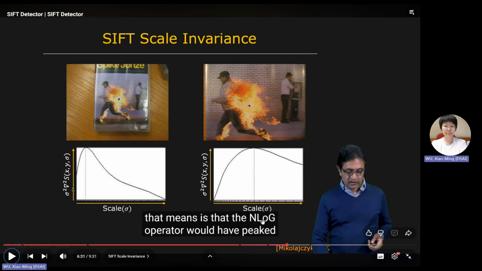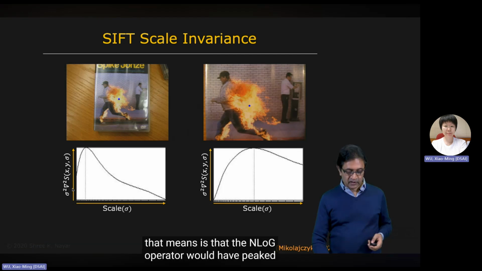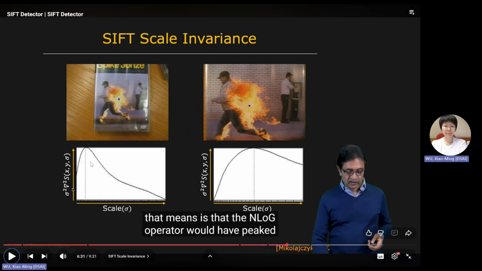The n-log means the LOG filter, the LOG function. So the LOG function, for this image, the maximum response is achieved at a smaller scale. The two images have similar image content, but their scales are different. That's why when you apply LOG, they will peak at different scales.